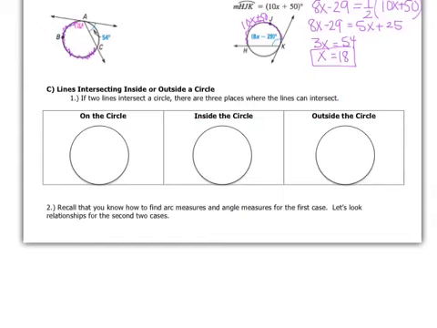Okay, what we are focused on for the rest of this lesson are two lines intersecting somewhere in a circle. If two lines intersect in a circle, there are 3 places where that intersection can happen. The first place that can happen is right on the circle. And this is actually the situation that you looked at last class. This is the inscribed angle and its intercepted arc.